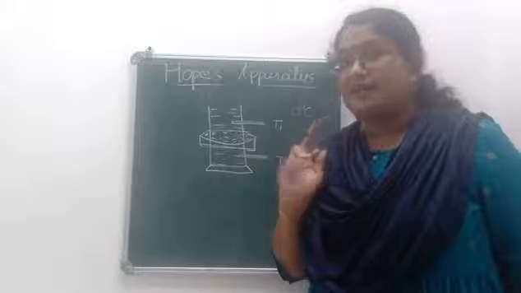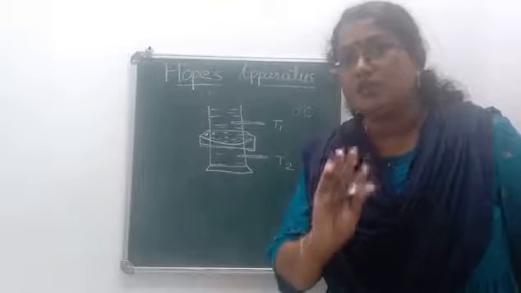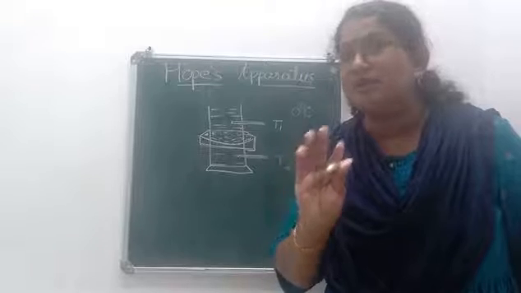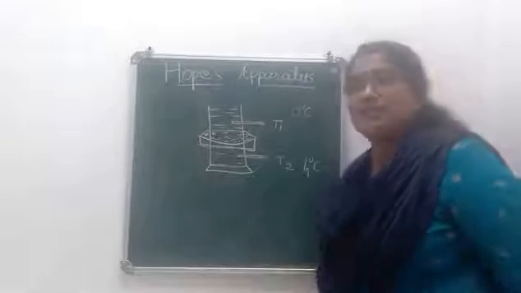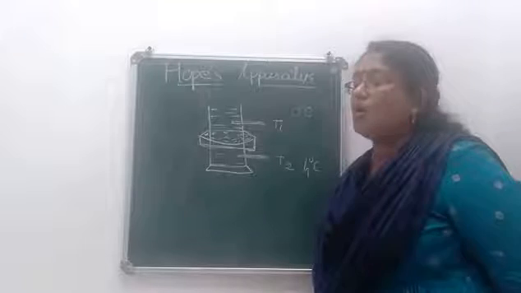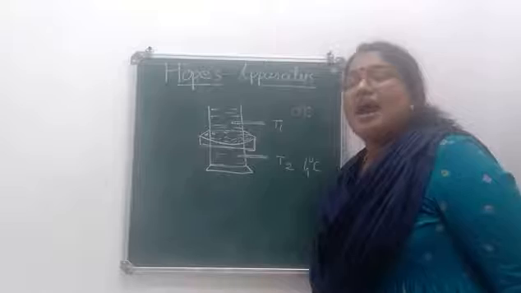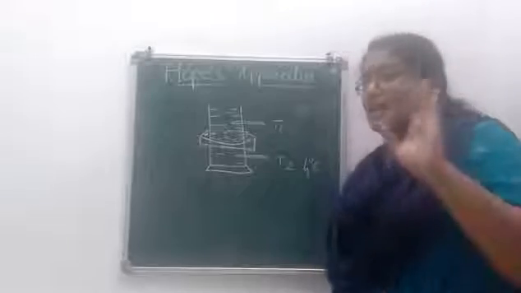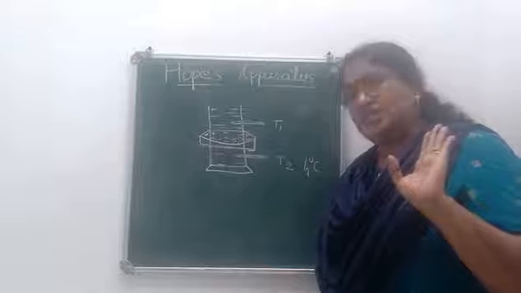So I will repeat. We have two thermometers. At first, both the thermometers will be showing the room temperature. After some time, the reading shown by the thermometer T2 goes on decreasing, and it reaches 4 degrees Celsius. By that time, T1 will be the same. There won't be any change in T1.